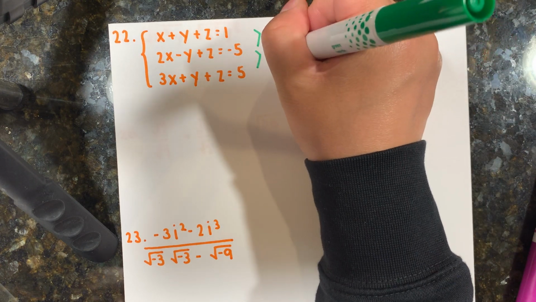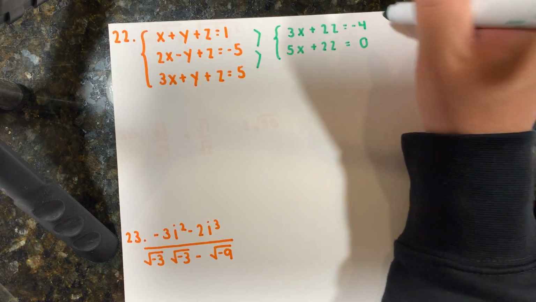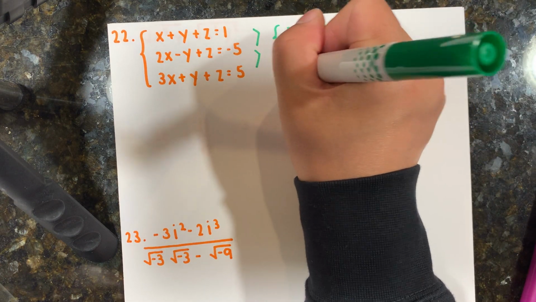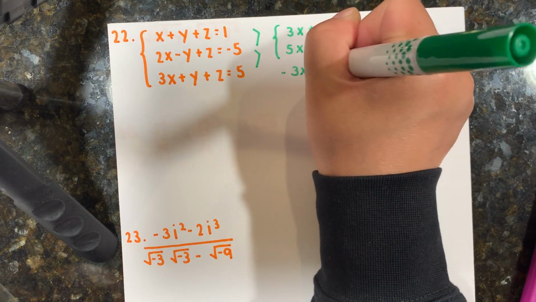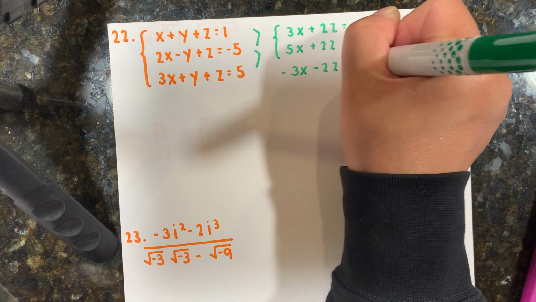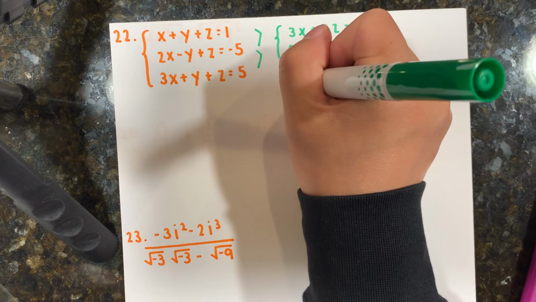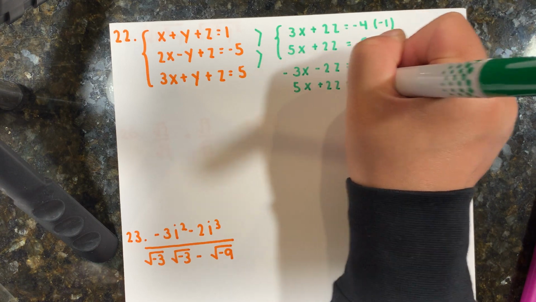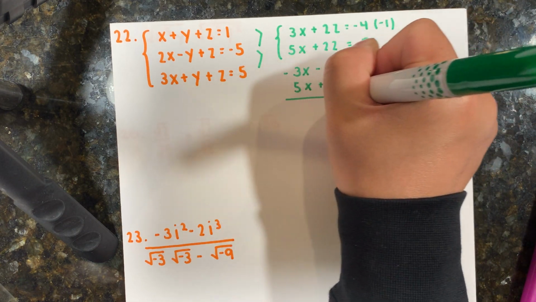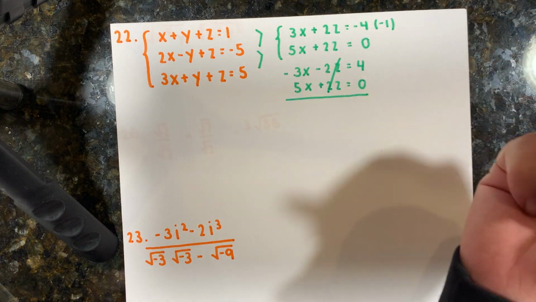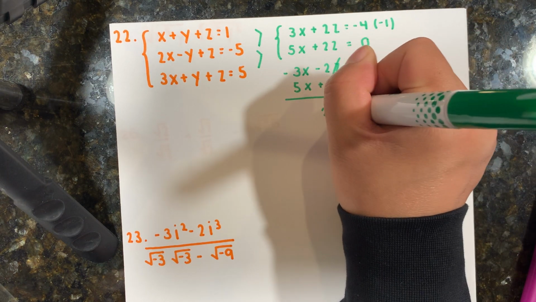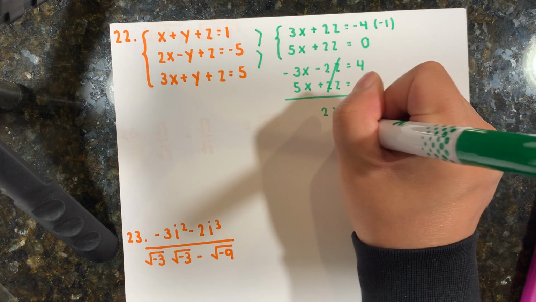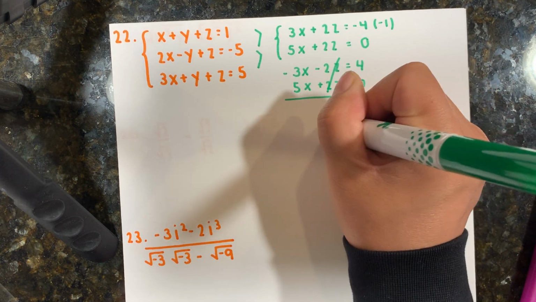Now I'm going to do elimination. So I'm going to multiply the top one by -1, leave the bottom one the same. So I have -3x minus 2z equals 4. Adding that to 5x plus 2z equals 0. So the z's are going to cancel. You end up with 2x is equal to 4. So therefore, x is going to be equal to 2.